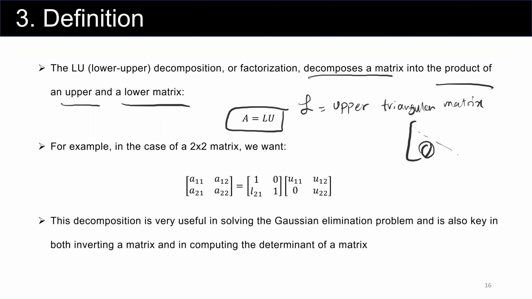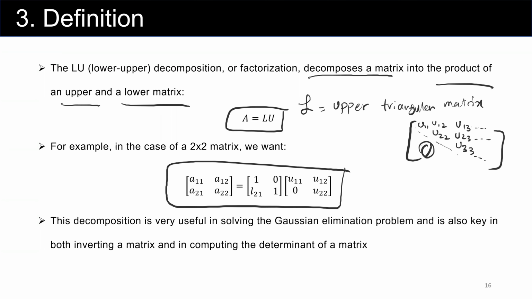So we put a big 0 here, and then we have U sub 1,1, U sub 2,2, U sub 3,3, and so on, as well as U sub 1,2, U sub 1,3, and so on, U sub 2,3, and so on. All right. And L is a lower triangular matrix with all of the diagonal elements equal to 1. So this is the representation of LU decomposition for a 2 by 2 matrix. We have the L matrix, or lower triangular matrix, and we have the U matrix, or the upper triangular matrix.